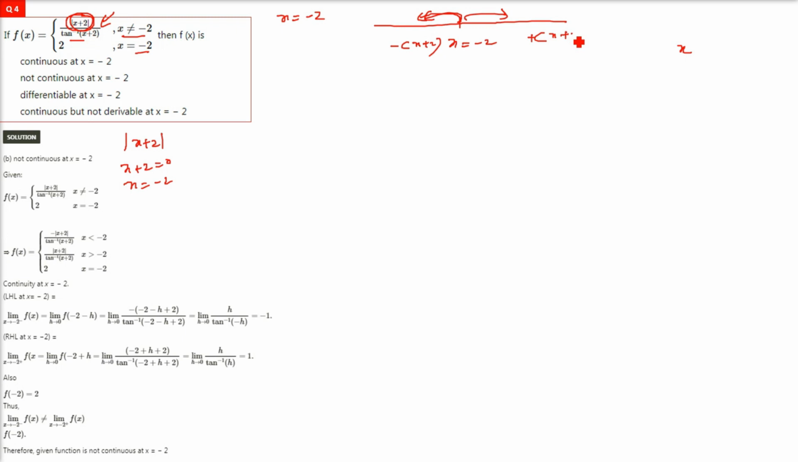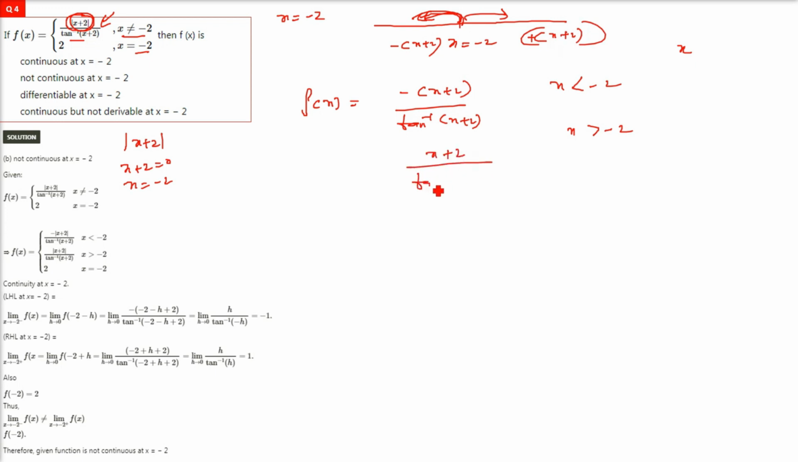So on the left, you are going to use negative of x plus 2. On the right, we are going to use x plus 2. So f(x) is equal to, this is our function. And since we have to check at x equals negative 2, let me give you this function with all these boundaries. It will be negative of x plus 2 when x is less than negative 2. When x is greater than negative 2, of course you have to use the function as x plus 2, as I explained, and the modulus we are opening, that's why. So we have tan inverse of x plus 2 here.